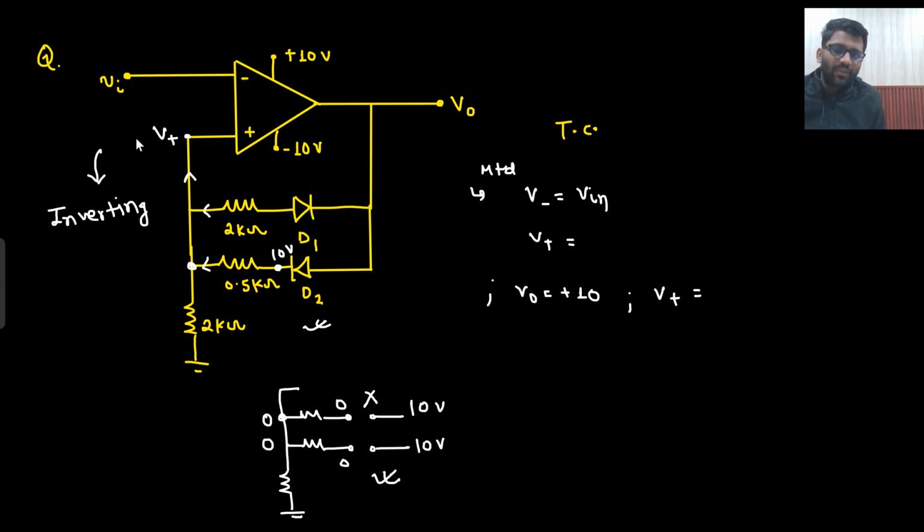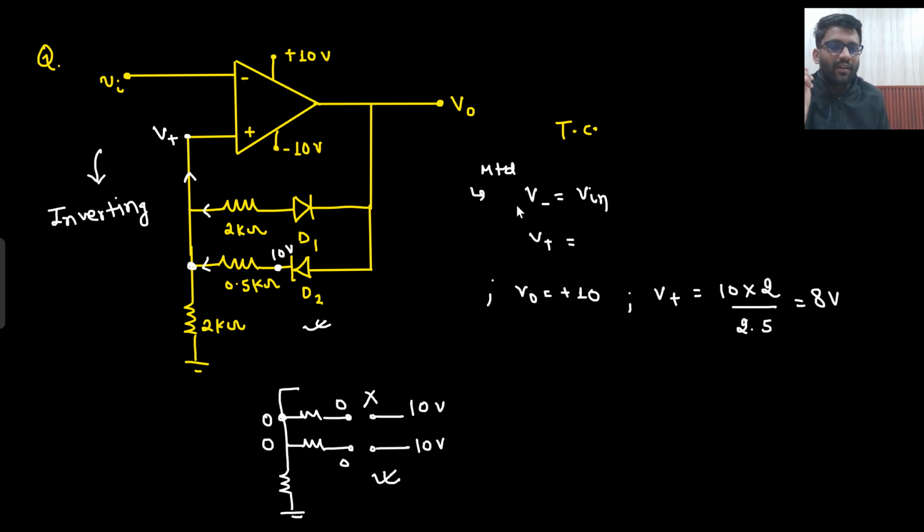From V positive, on the upper side there is no current. Here also there is no current. So I can directly apply potential division. So what will be the potential? 10 into 2 upon 2.5. So V positive will be 8 volt. Are you getting this point? Understood? So V positive will be 8 volt.